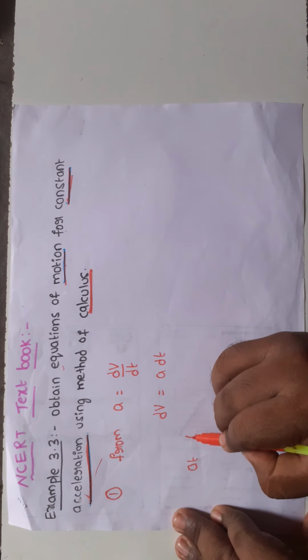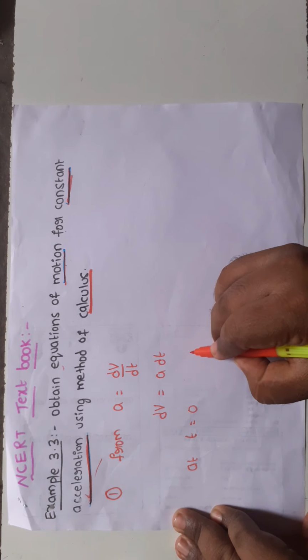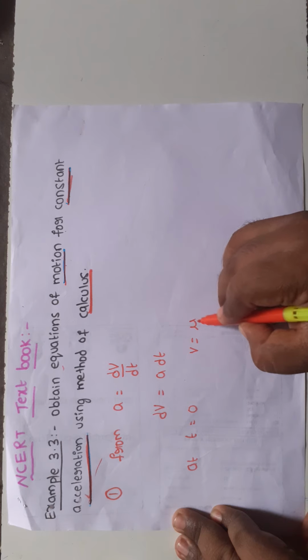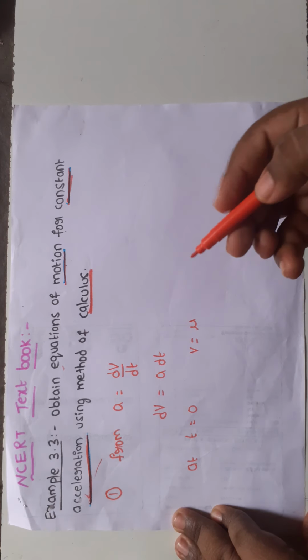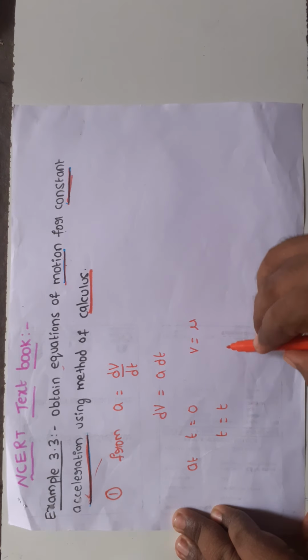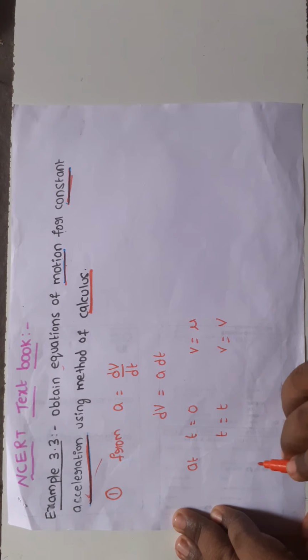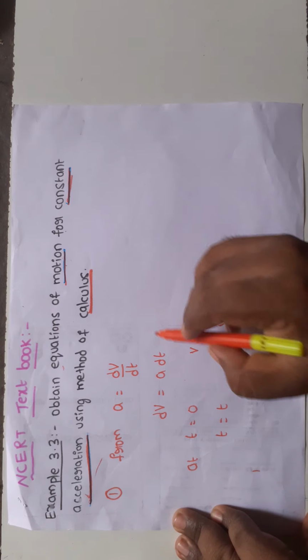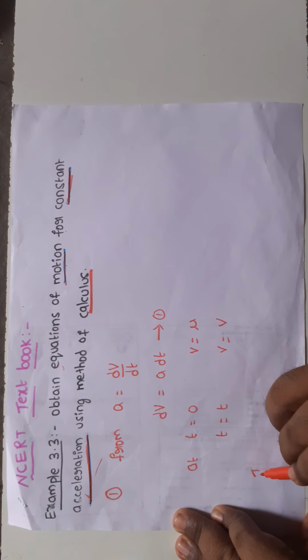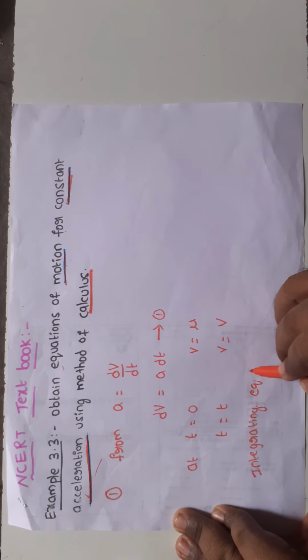At time t equal to 0, the velocity of the object is u, meaning initial velocity. At time t equal to t, its velocity is v, meaning final velocity. Now this is equation 1. Integrating equation 1 on both sides.